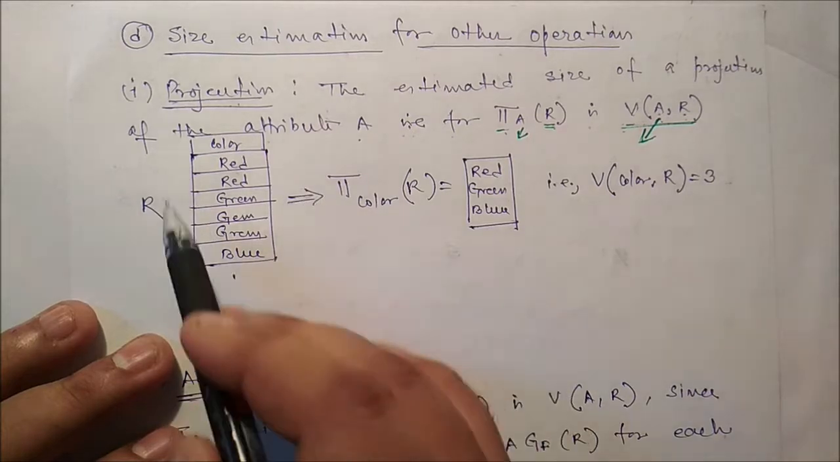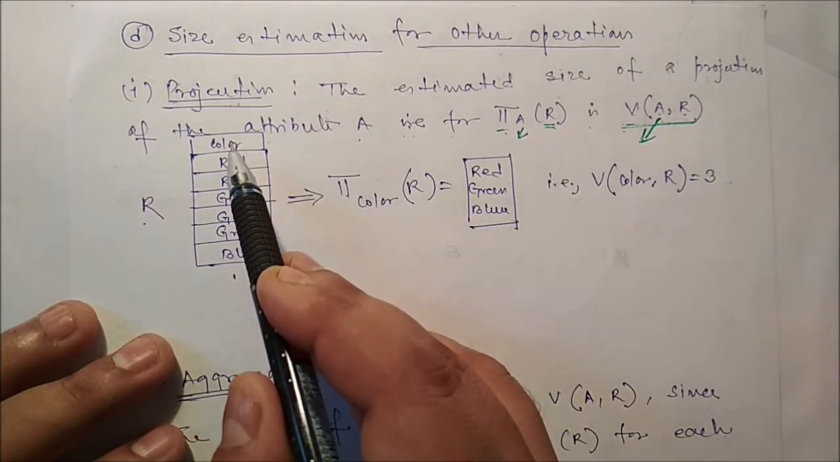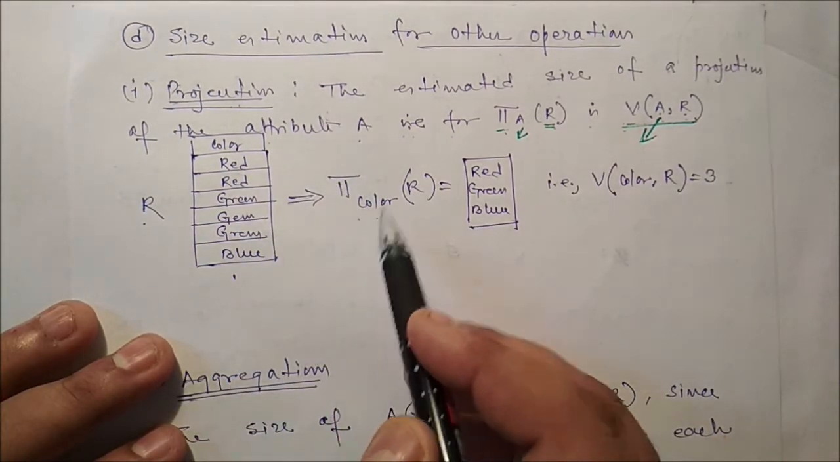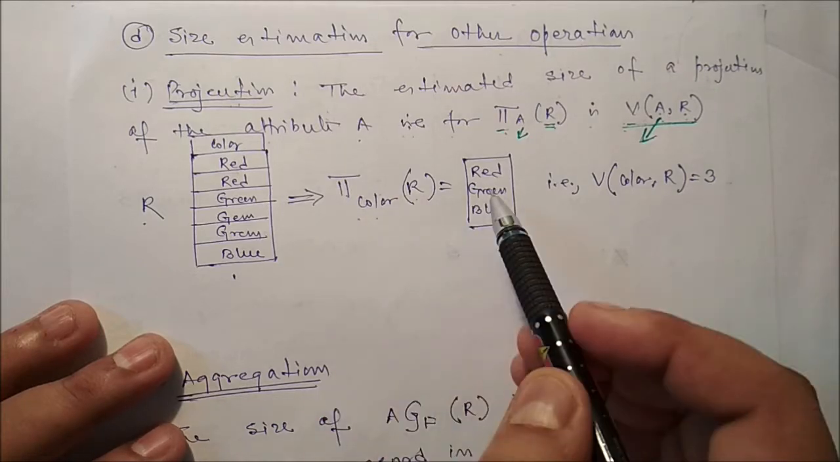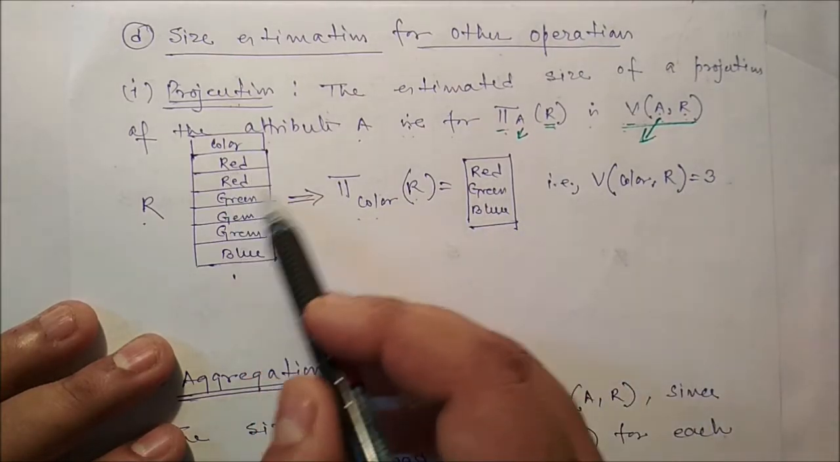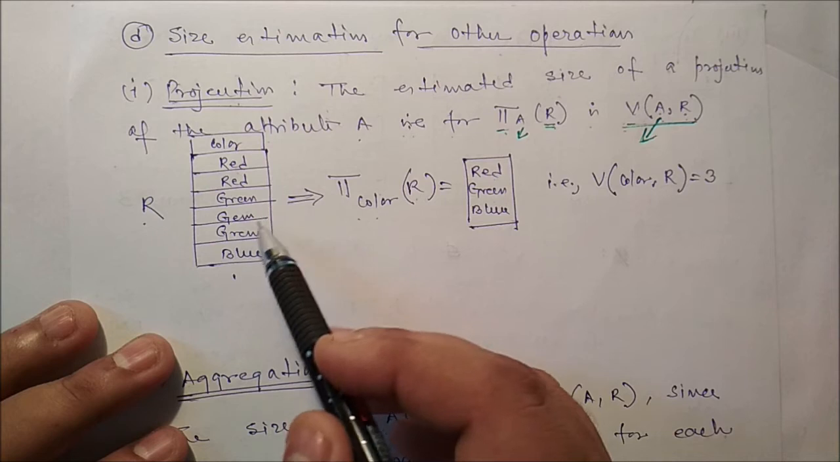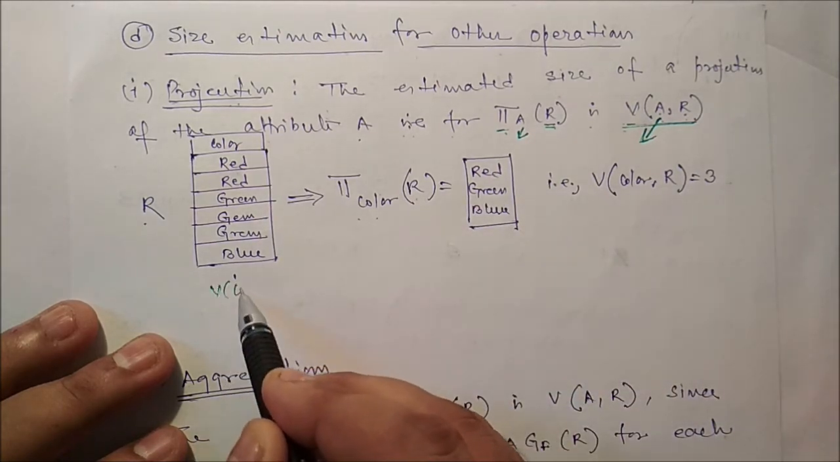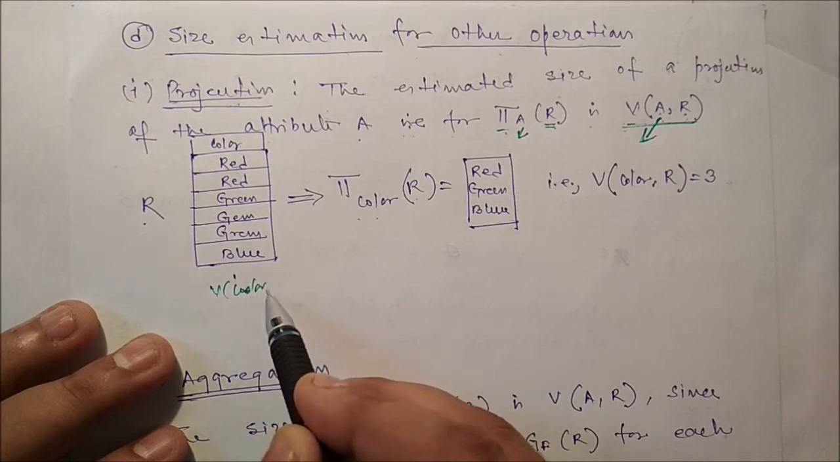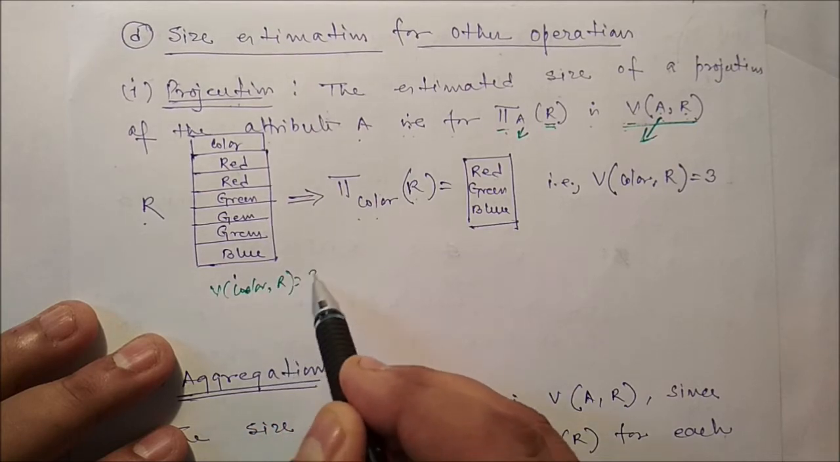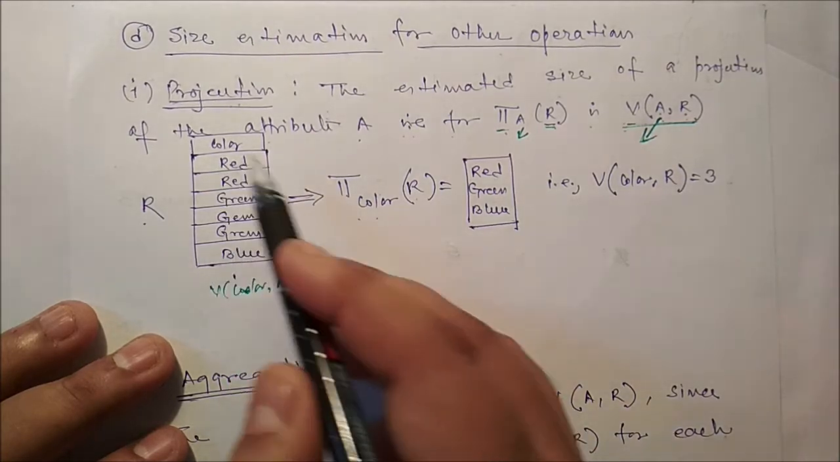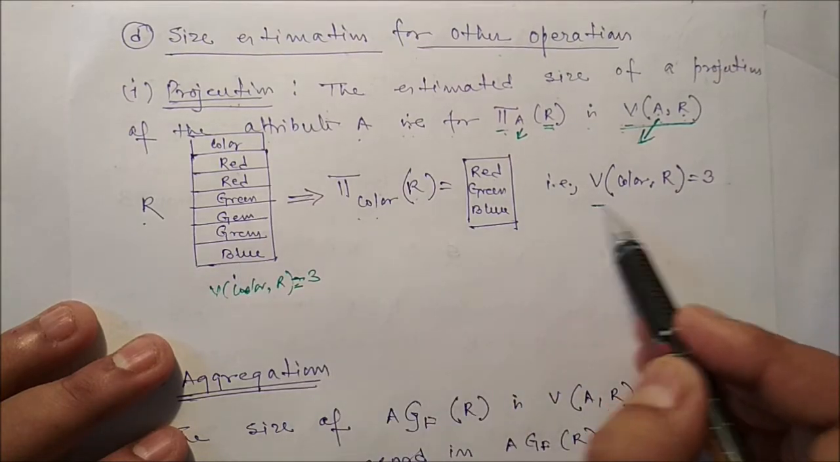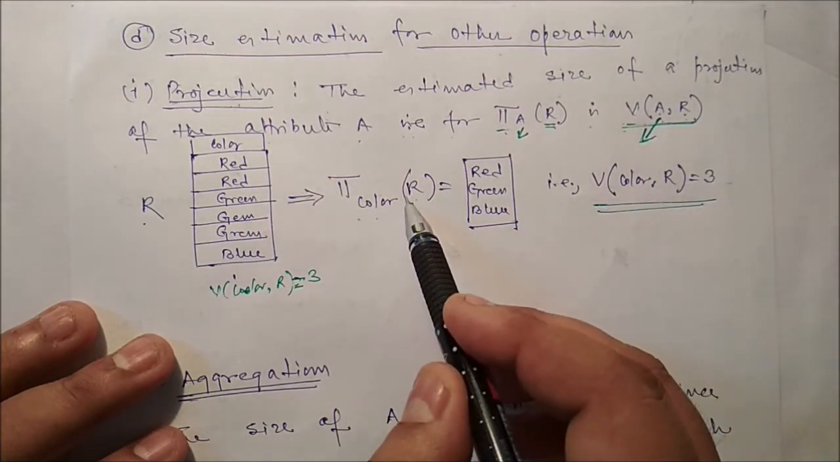Now, one table R is there, where the attribute name is color. So pi color(R), the output will be what? It will be red, green, blue. That means it will eliminate the redundant data. So what will be V(color,R)? The answer is 3, because 3 distinct records are there. That is the estimation for this particular projection operation.